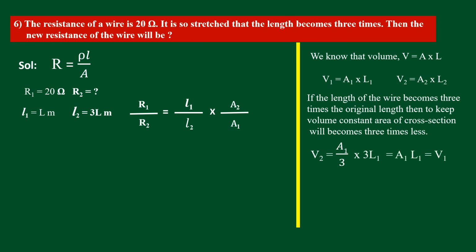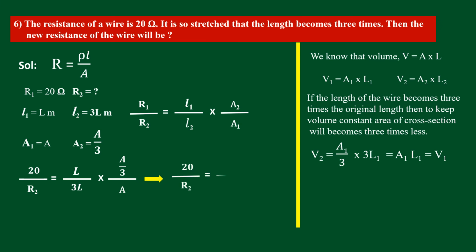V2 is equal to A1 by 3 into 3L1, that is equal to A1 into L1, that will be equal to V1. So A1 is taken as A and A2 is taken as A by 3, and by substituting the values we get 20 by R2 is equal to L1 means L and L2 3L. So L by 3L into A2 is taken as A by 3 and A1 is taken as A, and this can be written as 20 by R2 is equal to 1 by 3 into 1 by 3, and we get R2 as 180 ohms.